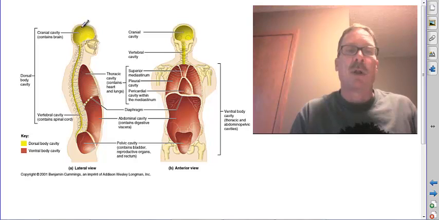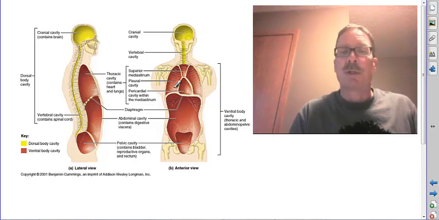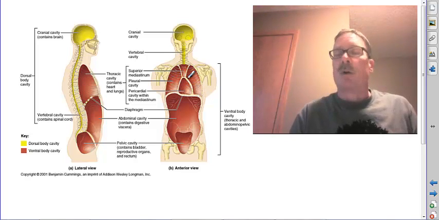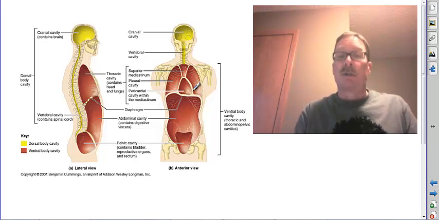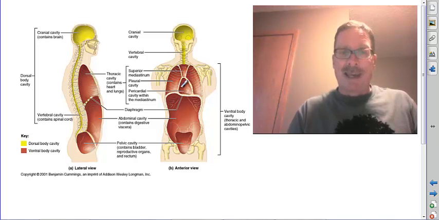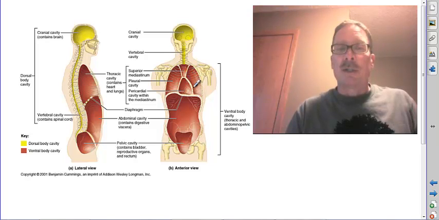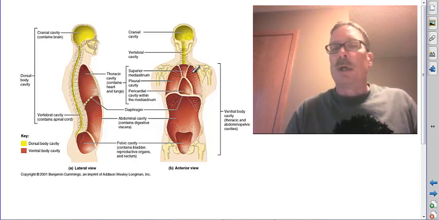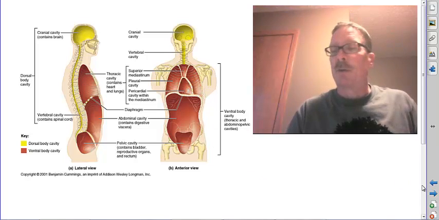Now, one thing to understand with all of these cavities, whether it's dorsal or ventral, or the smaller portions of larger cavities, they are all lined by what are called serous membranes. Serous membranes are a double-layered membrane where part of it, the parietal part, is attached to the cavity wall, in a sense anchoring it in its position in the cavity. Then the other portion, the visceral portion, wraps directly around the organ.